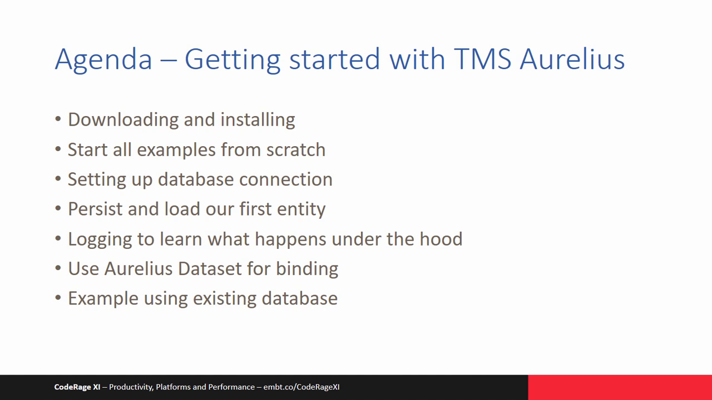What I'm going to do here is set up the database connection, and persist and load our first entity in the database. I'm going to show you how to log the statements that it generates so we can better see what happens under the hood. We are also going to see the database structure that it generates. I will show you how to use Aurelius dataset for data binding with visual controls. And finally, I'm going to use an existing database to show you how to use Aurelius with your legacy applications.